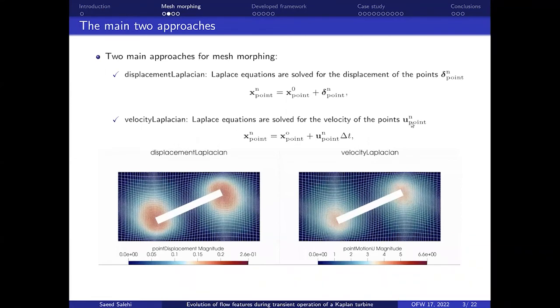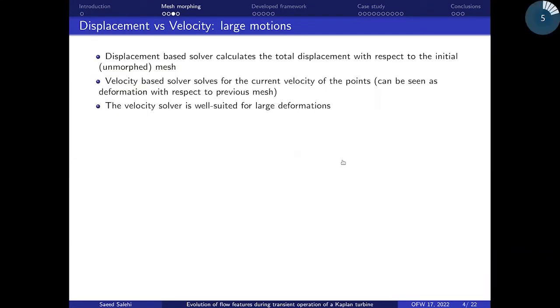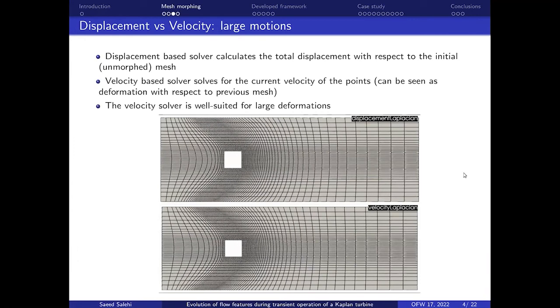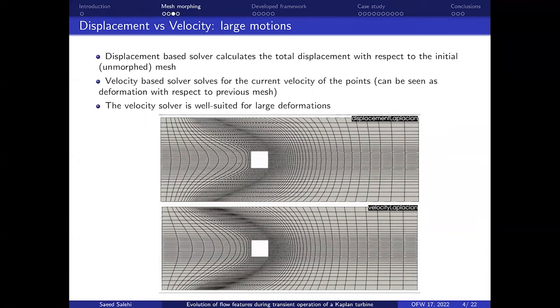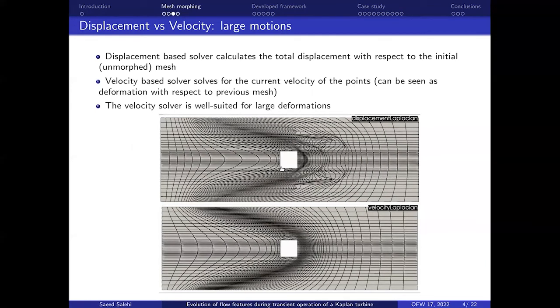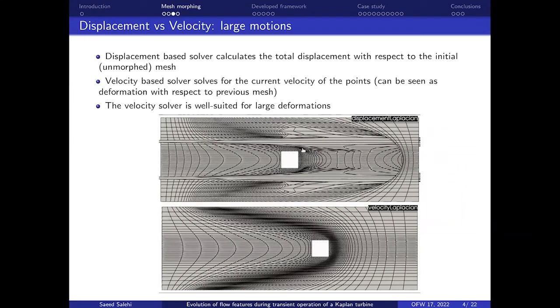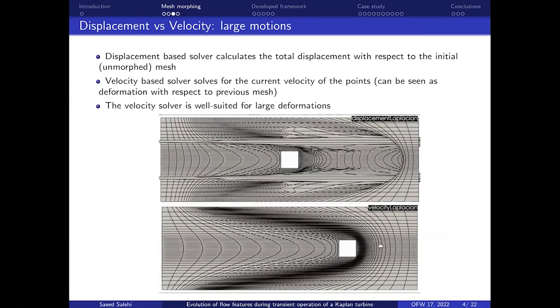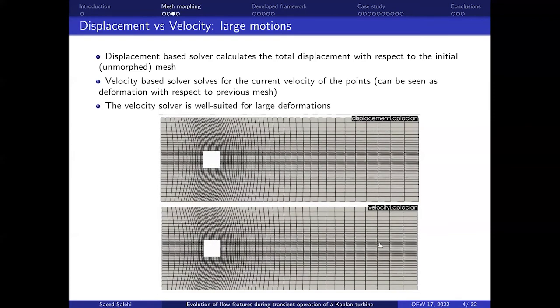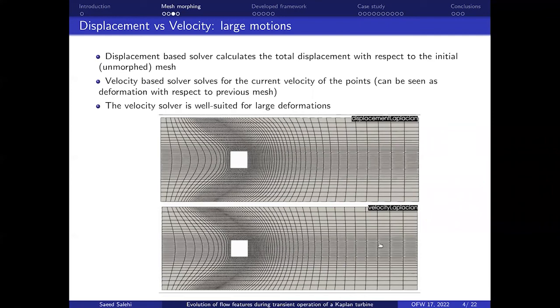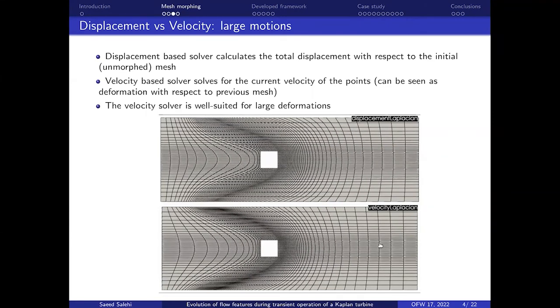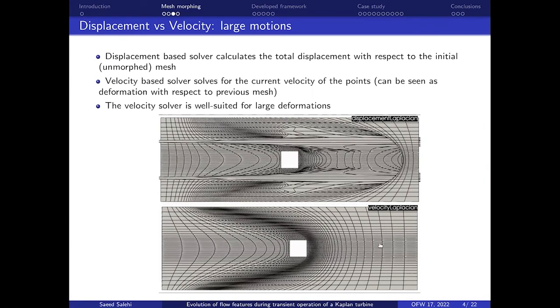But what are the advantages and the disadvantages of each scheme? Basically, one could say that displacement solvers, because they solve for the total displacement with respect to the initial mesh, are not well suited for large deformation. So I have a very simple example of a large deformation here. You can see if you apply the displacement solver, the solver becomes unstable quite soon, and the mesh is destroyed. You have a lot of negative volumes. But the velocity Laplacian can continue for a much larger deformation. So for large deformation, the velocity Laplacian solver is much more preferable.